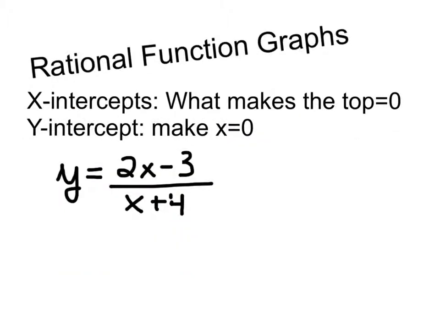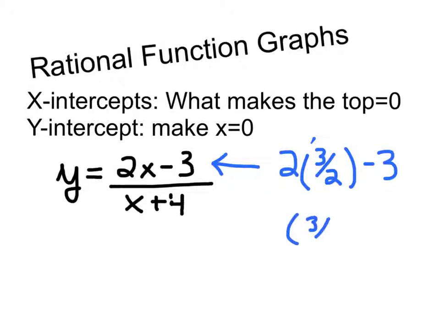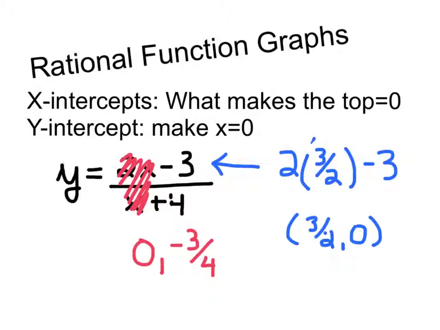To find the x and y-intercept, you have to do the following. The x-intercept is what makes the top equal to 0. So for this problem, if I made 2 times 3 halves minus 3, that would give me 0 on top. And so the x-intercept is at 3 halves and 0. If I wanted to find the y-intercept, I would just make x equal to 0. And so the y-intercept would be at 0 and negative 3/4.